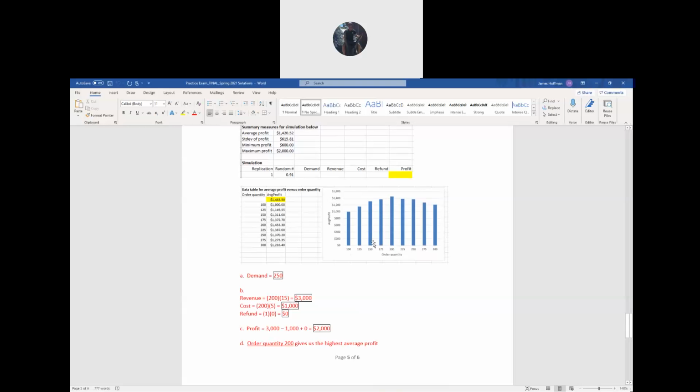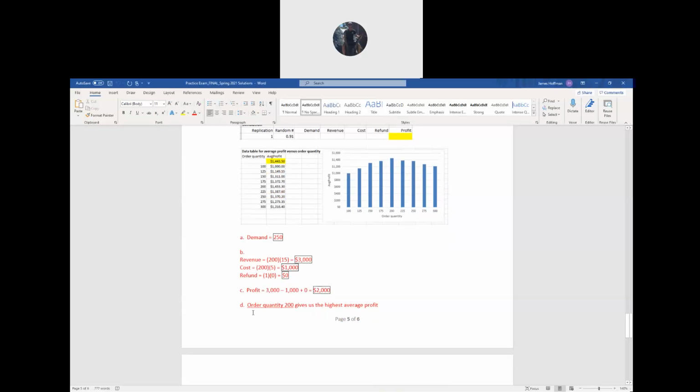So just see what order quantity gives you the highest average profit in the chart, confirm it in the table, and then just tell me which order quantity it is. In this case, ordering 200 would give us the highest expected average profit. So just order quantity 200 gives us the highest average profit.